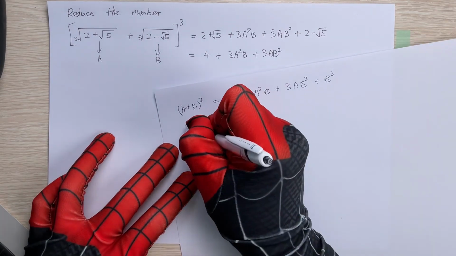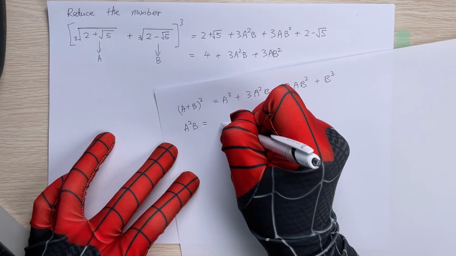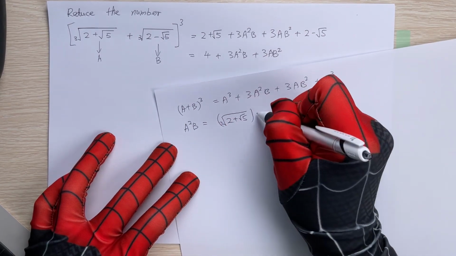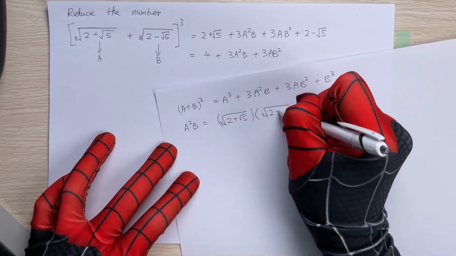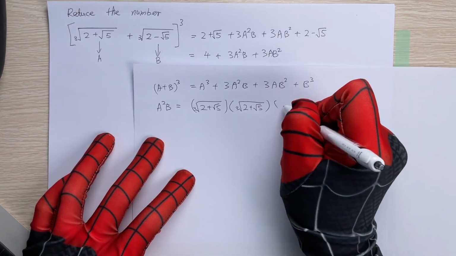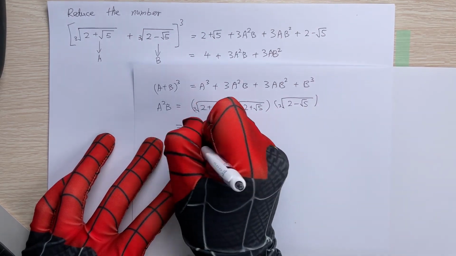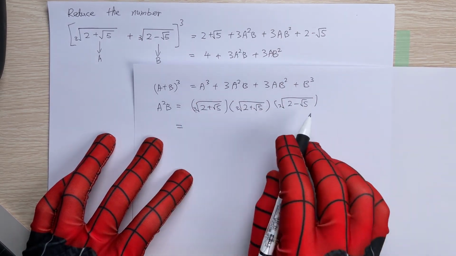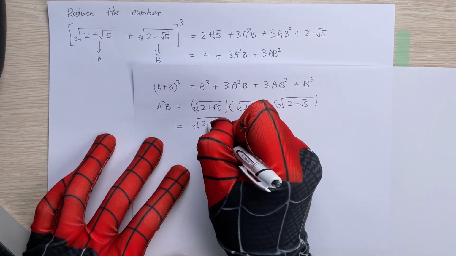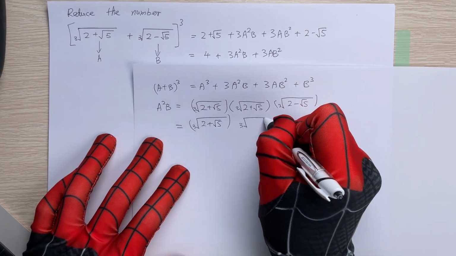First one, a squared b, that will be the cube root of 2 plus square root 5 squared. I'm going to write this out, so just 2 copies of that, times b, which is the cube root of 2 minus square root 5. Well, they're all under the cube root, so I can combine them again, but I will combine it in a way that will make the calculation simpler. I will leave the first term and just look at the last two terms.